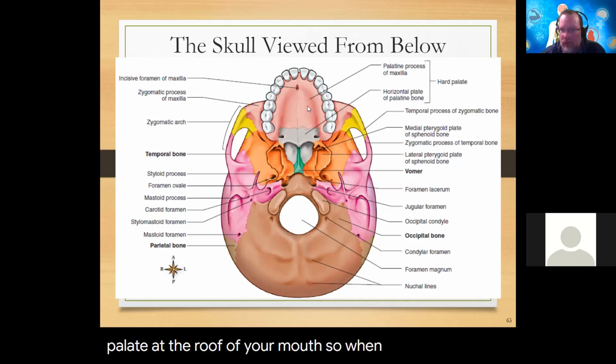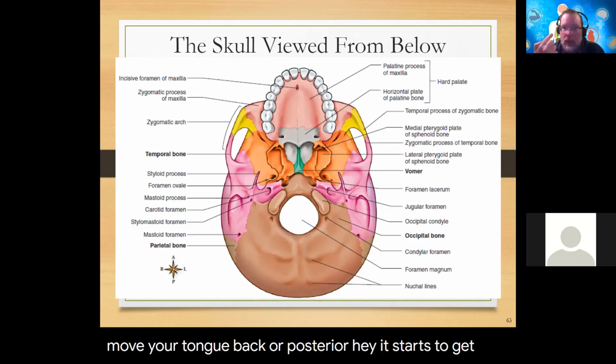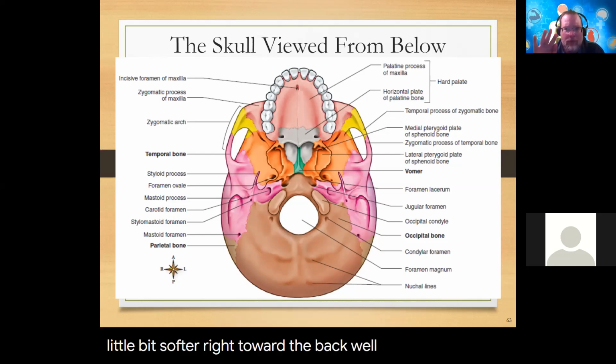So when we're at the roof of the mouth, the very anterior most, the front of the roof of your mouth, you put your tongue up there, push on it. That's part of the maxilla bone. We call that the hard palate. And then as you move your tongue back, or posterior, it starts to get a little bit softer toward the back. Well, right before it starts getting softer, it's still kind of hard back there. That's called the palatine bone.